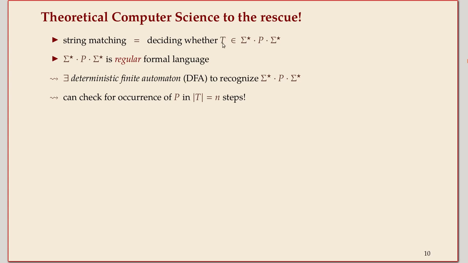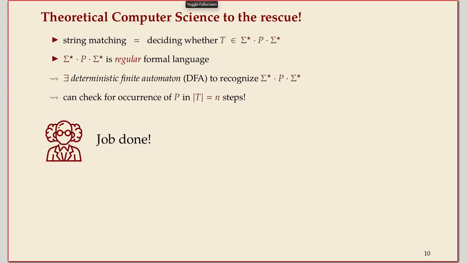Finding a pattern in the text is the same as checking if the text has the form something followed by the pattern followed by something. Remember, sigma star is all finite strings, so that's something. This language is not an arbitrary language. It's a regular language, and that has a very formal meaning. In particular, it means there's a DFA for recognizing this, and simulating a DFA on the text is linear time and checks. So that's almost the perfect algorithm you can have for string matching.